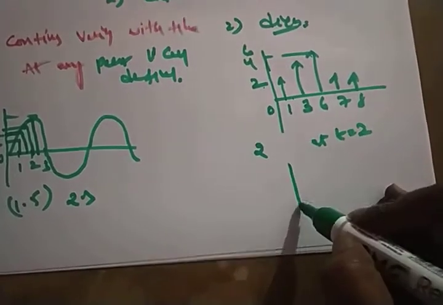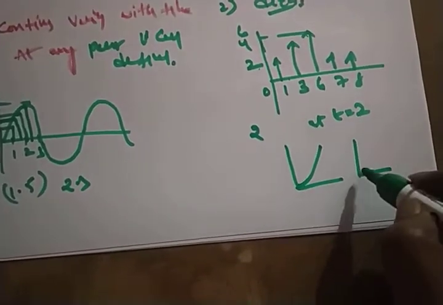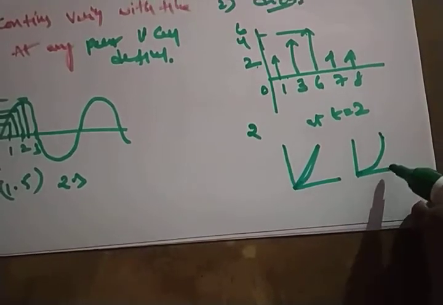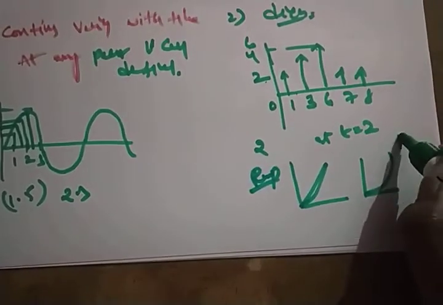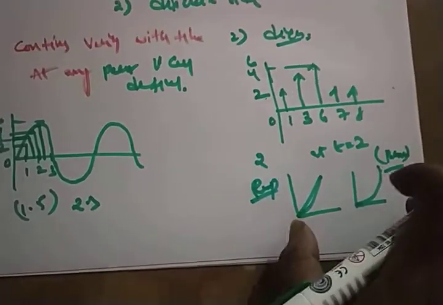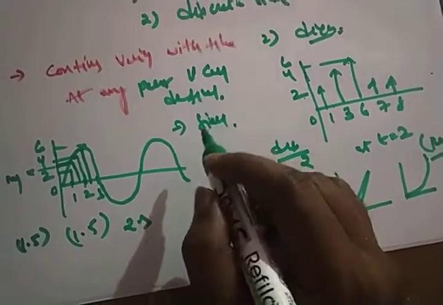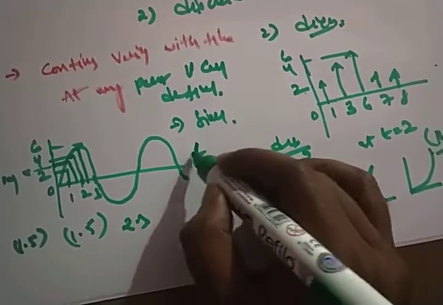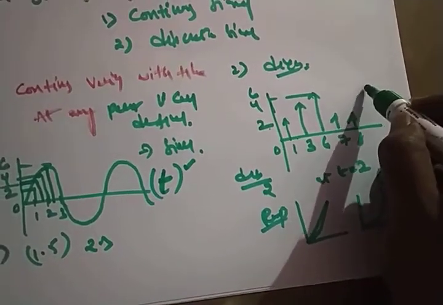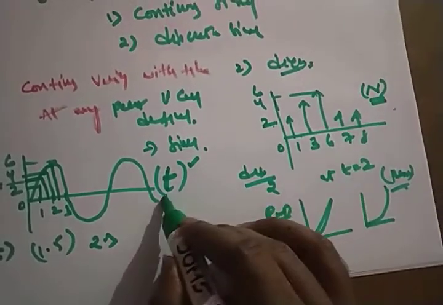So what are the examples? These are the examples: ramp signal, parabolic signal. These are the examples for discrete time signals. For a continuous time signal, it is nothing but a sine wave. So what is a period? We will discuss in a following session what a time period is. In a continuous signal, the period can be represented by T. In a discrete time signal, the period can be represented by N. So very, very important.